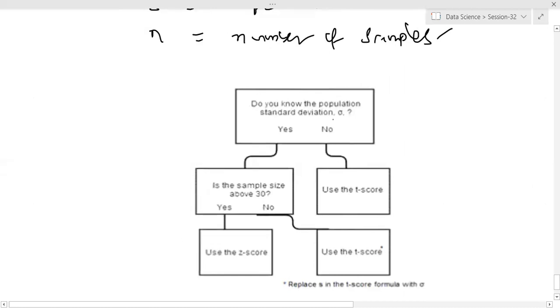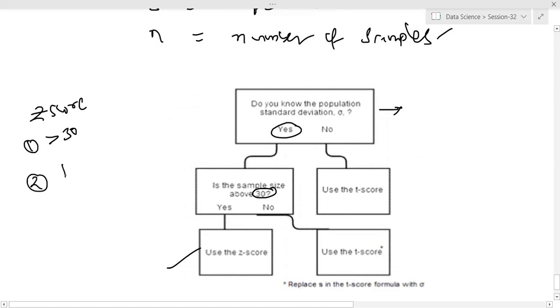So the statement is like this. Do you know the population standard deviation? If yes, and if the sample size is greater than 30, then go with the Z score. That means the Z score demands that the sample size must be greater than 30. This is the first condition. The second important thing is you should know the population standard deviation. This is the Z score requirement.